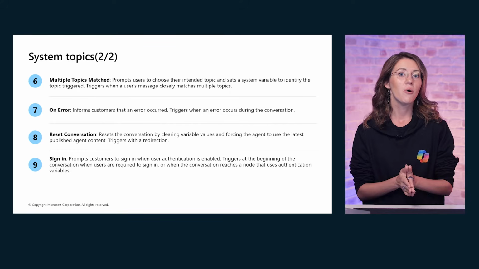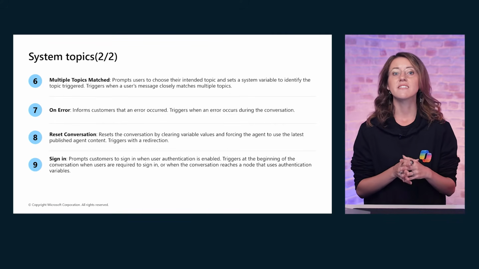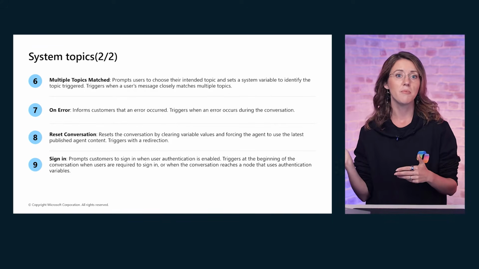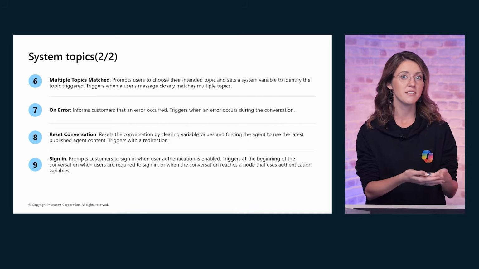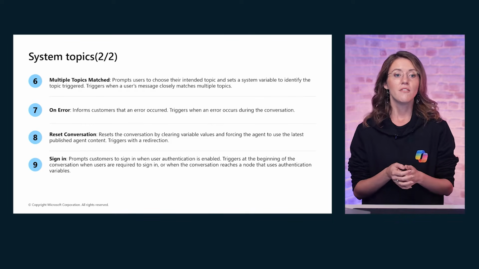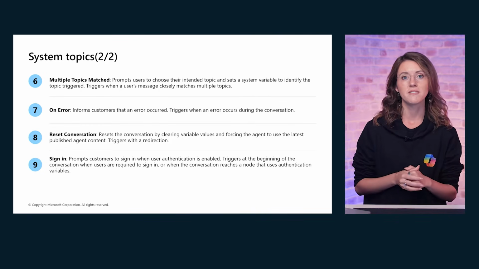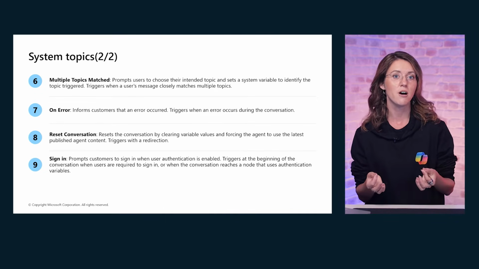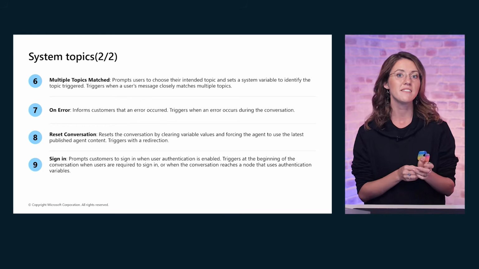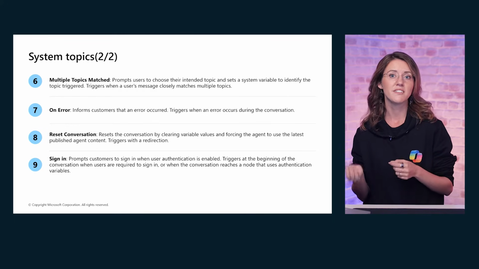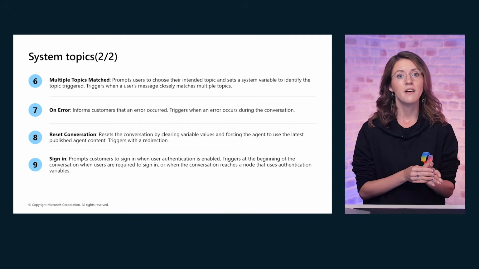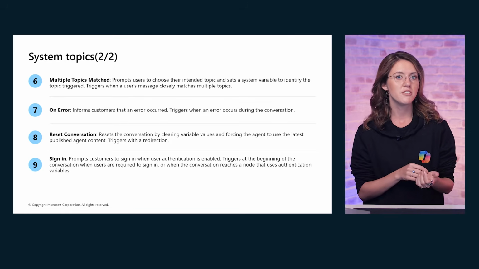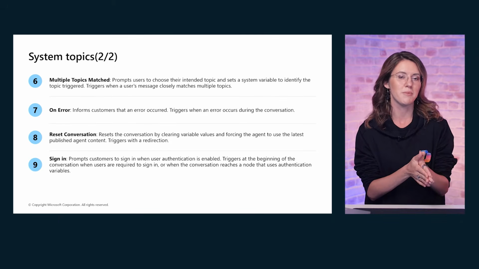In addition to the core system topics, there are several other essential system topics that enhance the functionality of your agent. First, multiple topics matched. This topic prompts users to choose their intended topic and sets a system variable to identify the triggered topic. It activates when a user's message closely matches multiple topics.